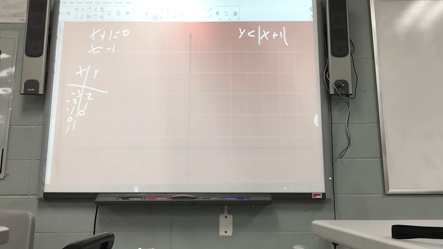0 plus 1 is 1. Absolute value of 1 is 1. And then 1 plus 1 is 2. Absolute value of 2 is 2. Now go ahead and plot them, but don't connect them yet, because we're going to have to talk about how to connect them. Remember that?